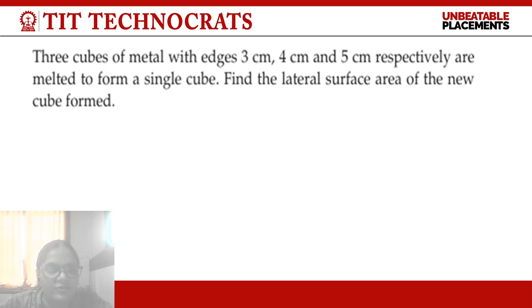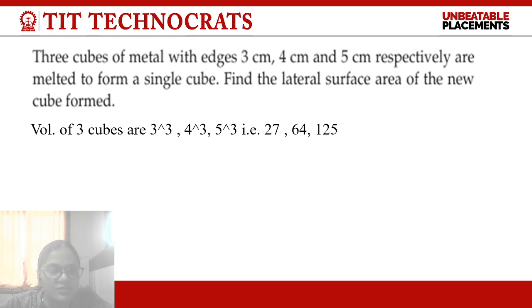So first of all, we'll calculate the volume of all these three cubes. As we know, the volume of a cube is the cube of its edge. The first cube has an edge of 3 centimeters, so the volume of the first cube is 3 cube. The volume of the second cube is 4 cube because the edge length is 4. And the volume of the third cube is 5 cube because the edge of the third cube is 5. When we simplify, 3 cube is 27, 4 cube is 64, and 5 cube is equal to 125. These are the volumes of these three cubes.